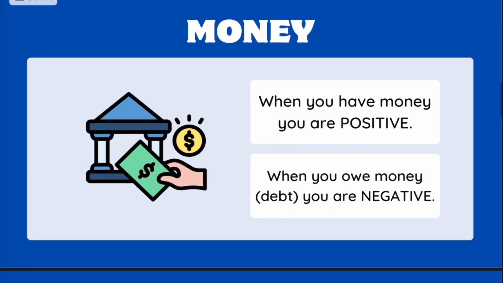Another example is in money. When you have money in your account or when you have money in general, you are positive. But when you owe money, or if you borrowed money and you need to pay someone back and you're in debt, you are now negative.